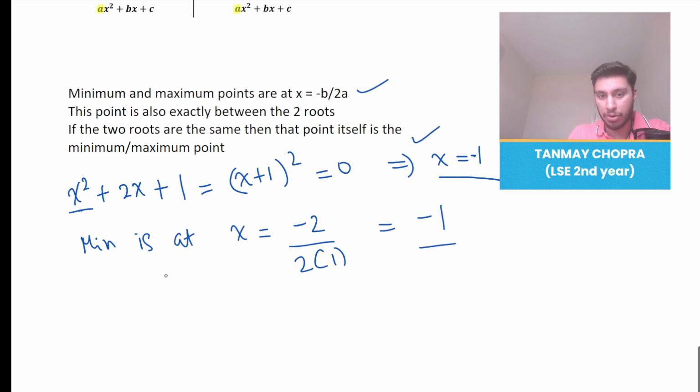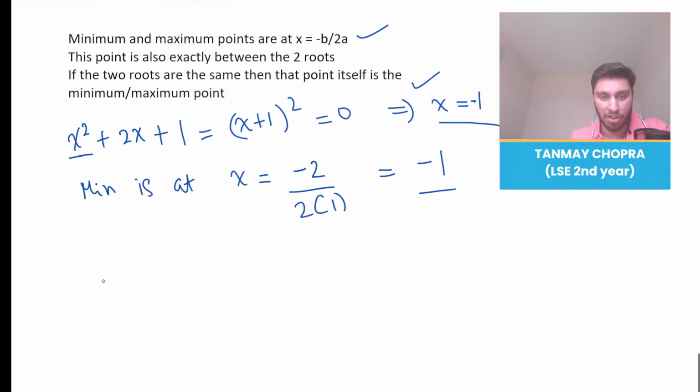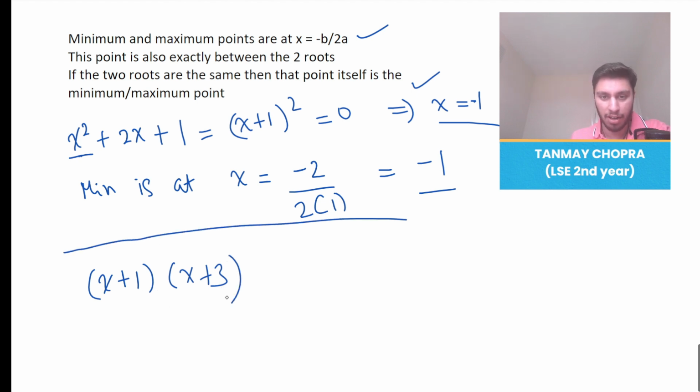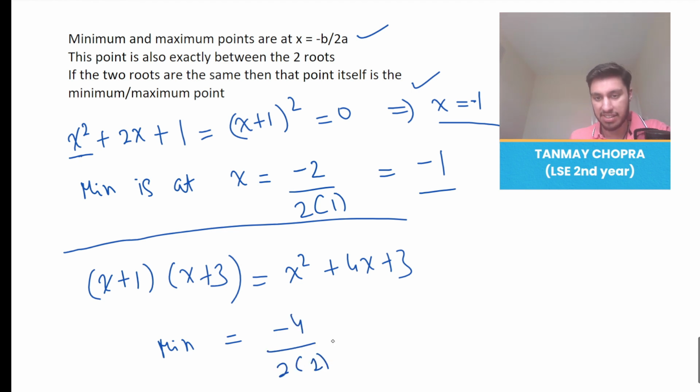If I did not have repeated roots, let's say a graph of x plus 1 times x plus 3. Let's consider this new expression. So I'm going to draw a line because it's a new expression. What does this evaluate to? This evaluates to x squared plus 4x plus 3. Now, its minimum is at negative b over 2a, right? This is equal to negative 4 over 2 times 1. So this is the same as negative 2, right?